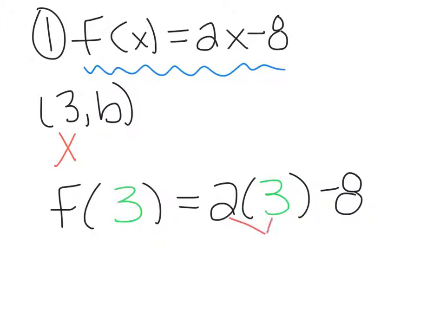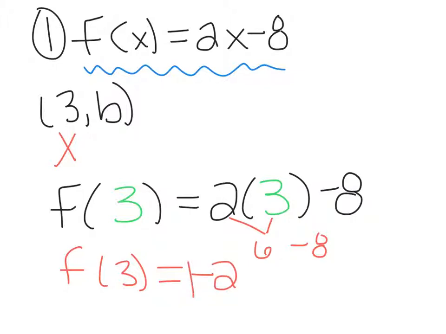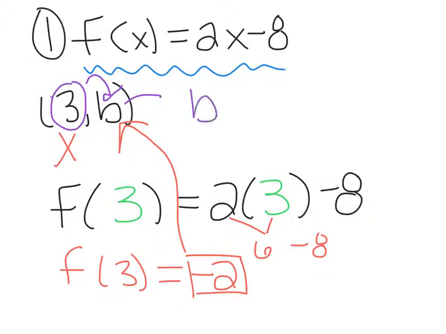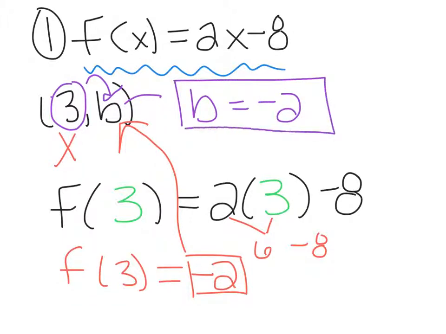So this piece right here is 6 minus 8. So f of 3 is going to equal 6 minus 8, which is negative 2. This negative 2 is the b value right there, because when we plugged in our 3, we got the output for b, and that was b equals negative 2. So that is the answer to number 1.